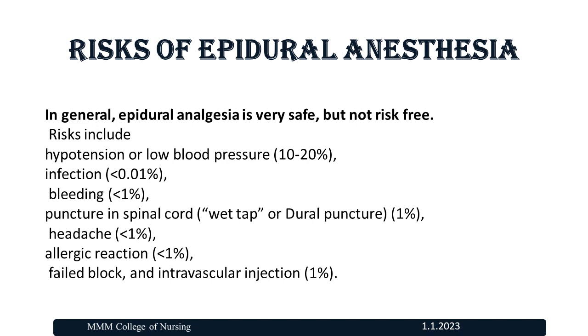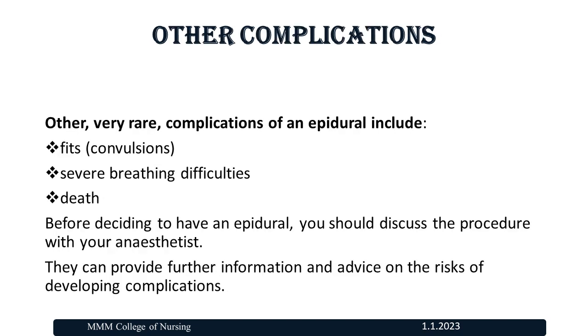What are the risks of epidural anesthesia? There are so many risks. Epidural anesthesia is very safe but not risk free. Risks include hypotension or low blood pressure 10 to 20%, infection less than 0.01%, bleeding less than 1%, puncture of the spinal cord with tap or dural puncture 1%, headache less than 1%, allergic reaction less than 1%, failed block and intravascular injection 1%. Other complications are very rare: convulsions, severe breathing difficulties, and it can happen that death occurs.